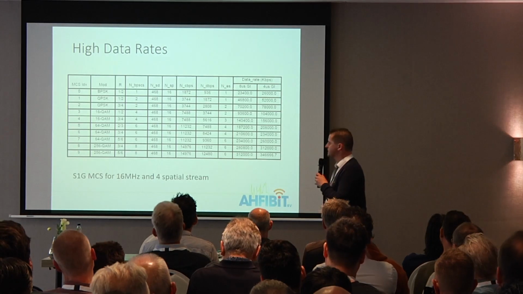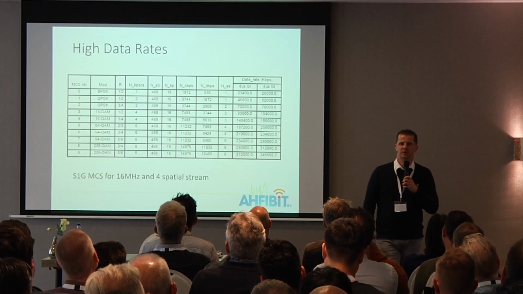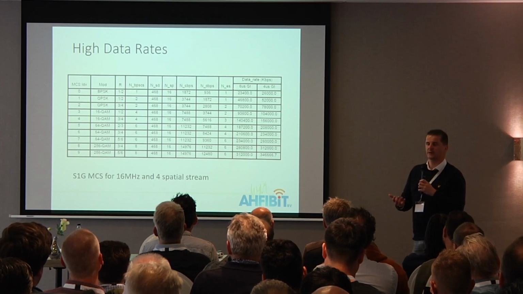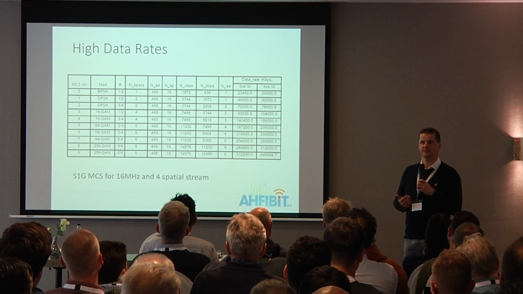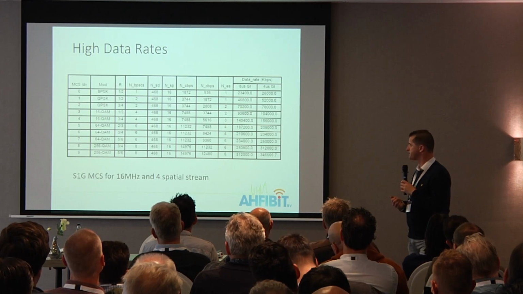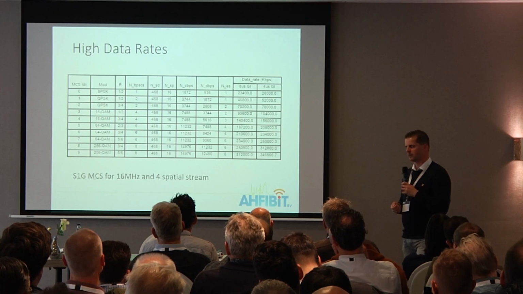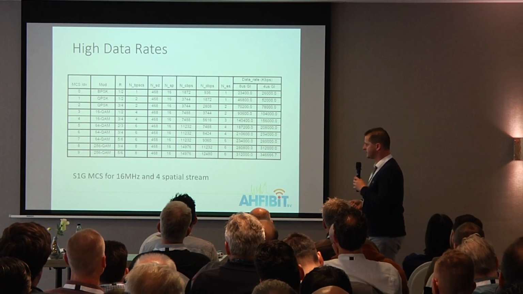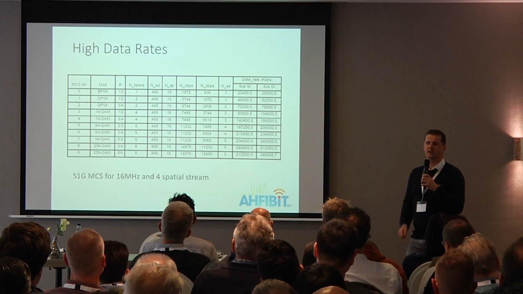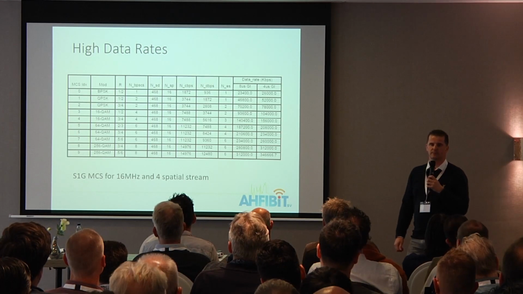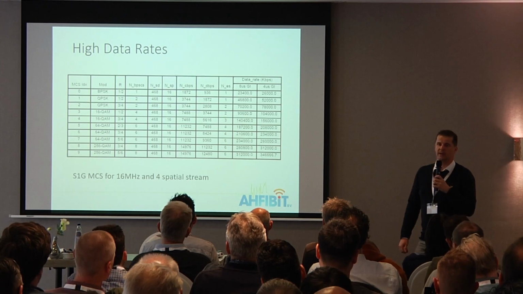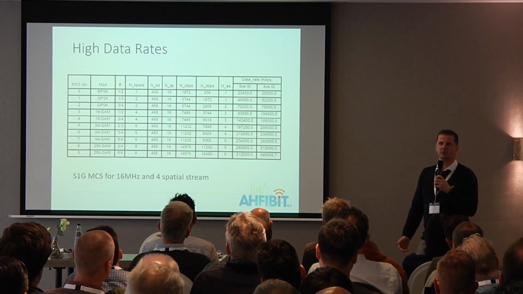But what about these data rates? Because, yeah, like other technologies, like Wi-Fi and Wi-Fi 6, we can have up to 6 gigabit of data rates. What about Halow? So in this case, this is the MCS table for a 16 megahertz wide channel with 4 spatial streams. So I could get up to 346 megabit of data rate. Pretty cool, right?